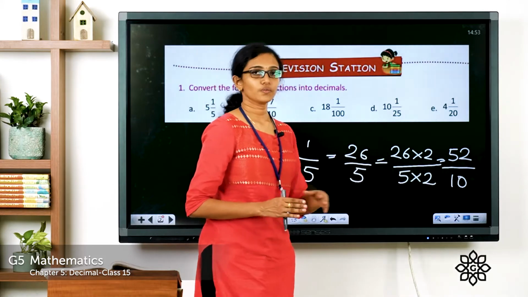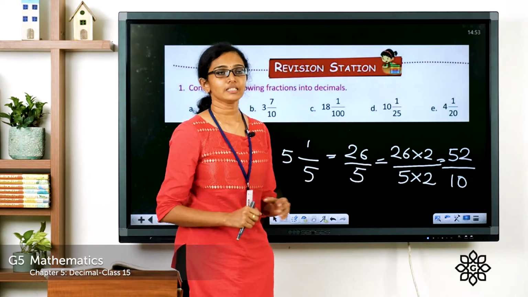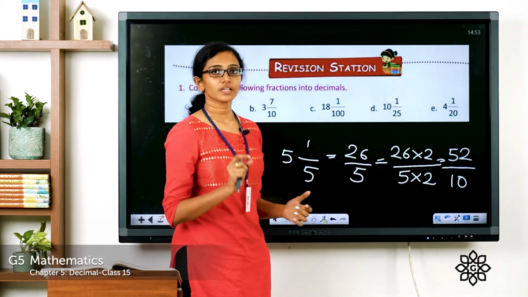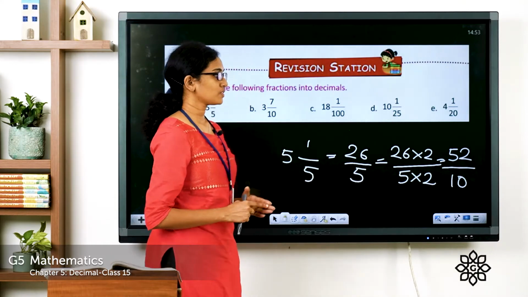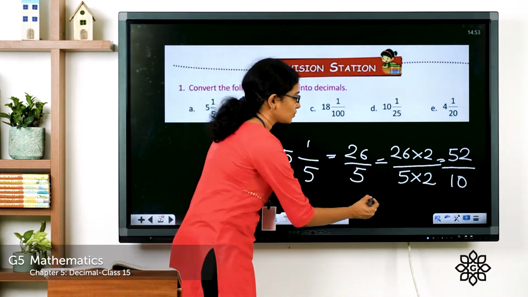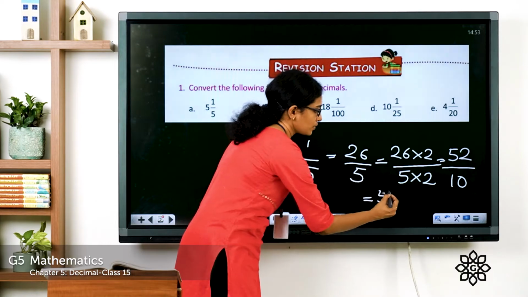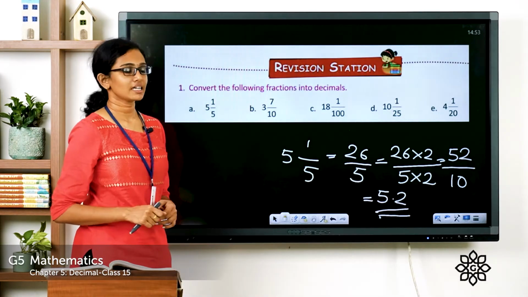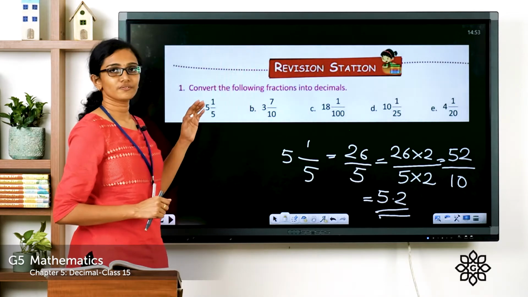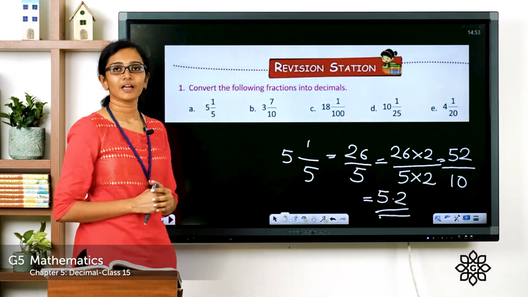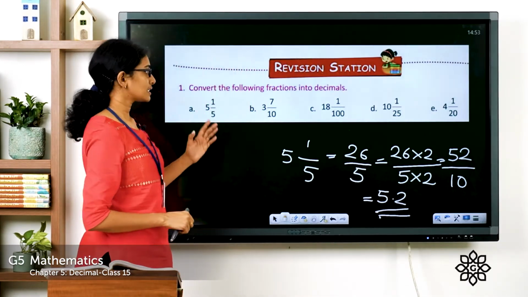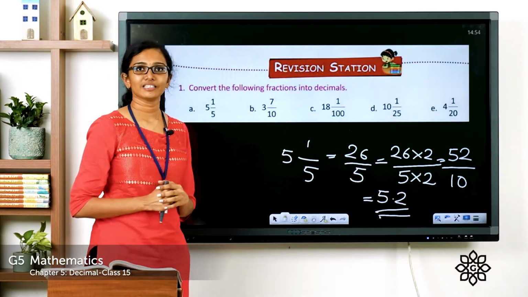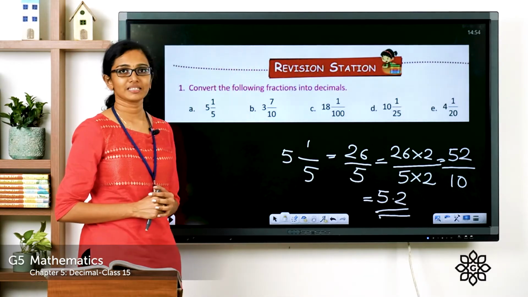There is 1 0 for 10. So, count one place from the right to the left and put the decimal point. So, 52 by 10 will be equal to 5.2, which is the corresponding decimal number to the fraction 5 1 by 5. I hope this is clear to you. Similarly, you can complete all the other 4 questions from question number 1.